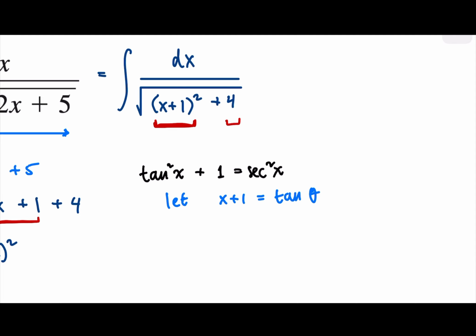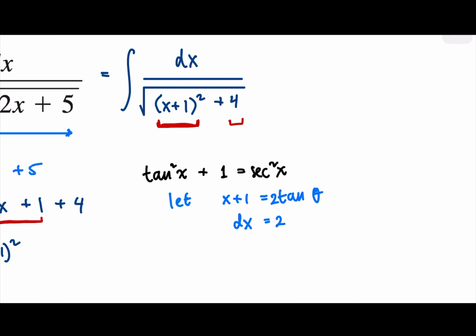Okay, and when we are letting x plus 1 equal tangent theta, we can also evaluate the derivative, or in this case it is 2 tangent theta because the constant is 4. So this will be 2 secant squared theta. If we put 2 tangent theta here, this will be 4 tangent theta squared, so this will equal 4 secant squared theta. And if we square root this, this will result in secant theta.